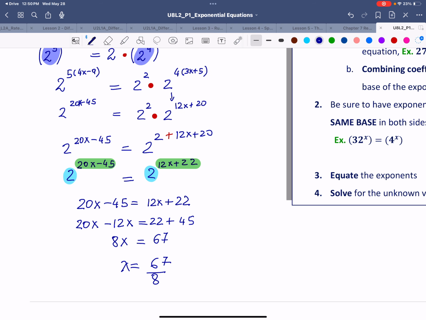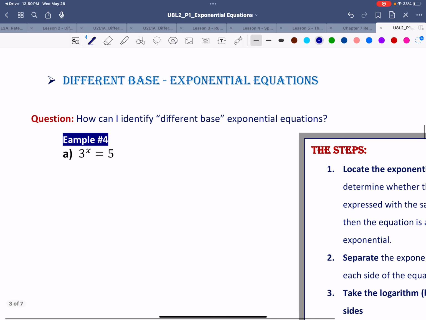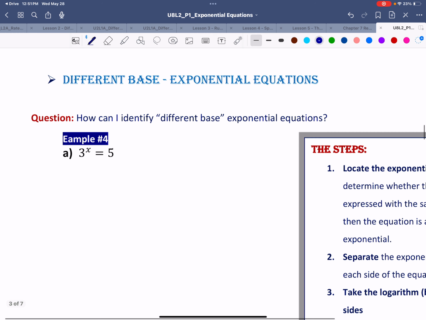Now, we're going to take a look at the next group of equations, which are quadratic exponential equations. And for this, please follow with the video.